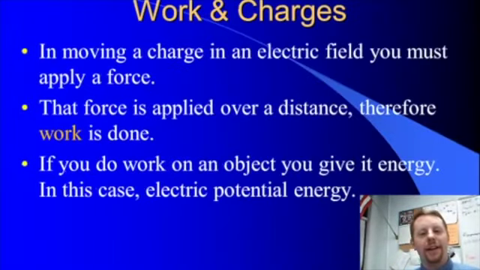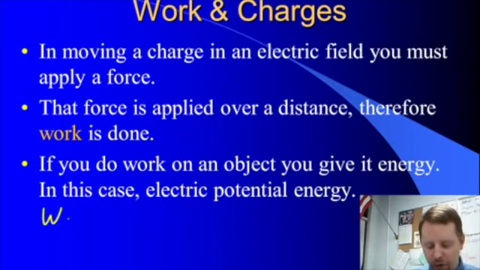When you move a charge in an electric field, you have to do work. You apply a force through some amount of distance or displacement. A force over a displacement is work. And if you do work on something, you give it energy. So in this case, this would be electric potential energy. We use the symbol capital W quite often for electric potential energy. We also use that for work. So the work done on an object is the electric potential energy you give it. Or if it has electric potential energy and it does work, the amount of work it does gets subtracted from its electric potential energy.